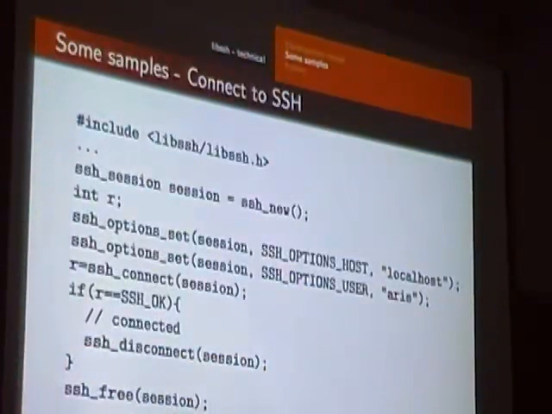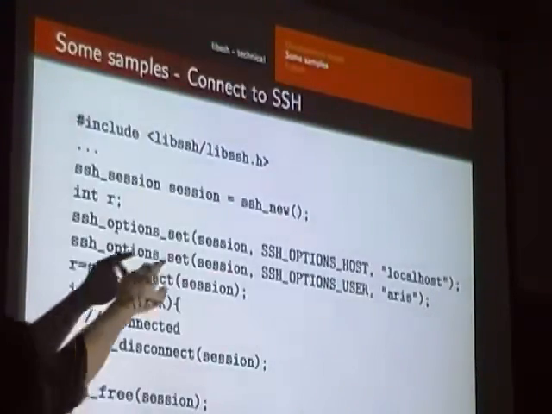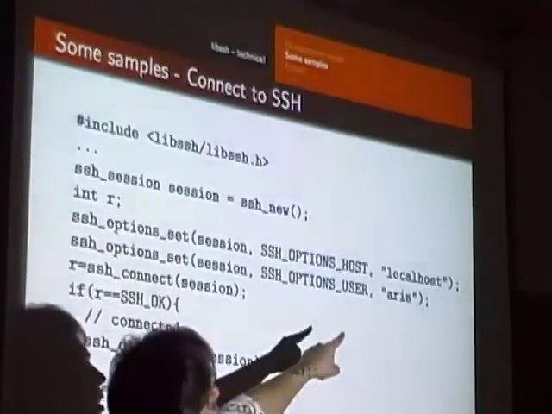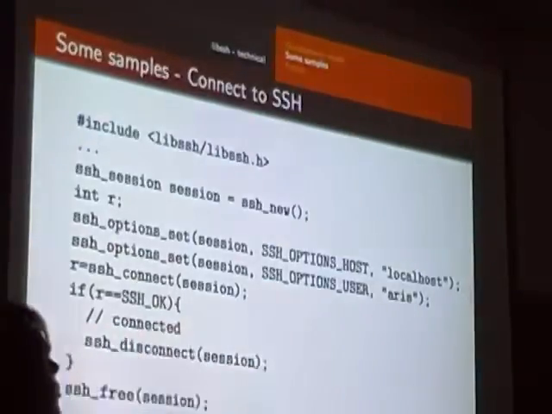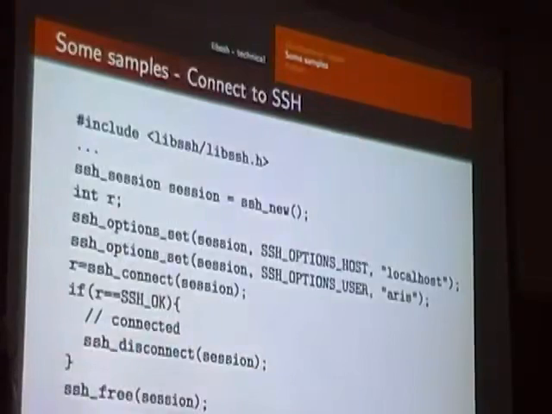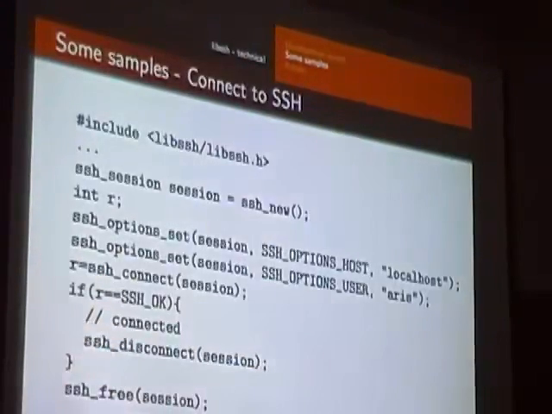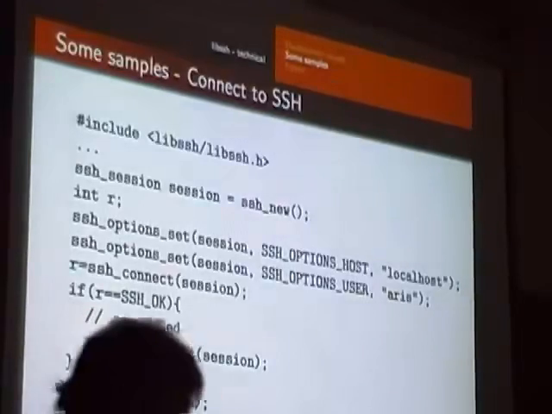That's an example of how to connect to SSH. Actually, it's pretty straightforward. You just create an object for the session. You tell it you want to connect to localhost, and that you want to use the login Paris. I connect, and then I check the return code to see if the connection was successful or not.